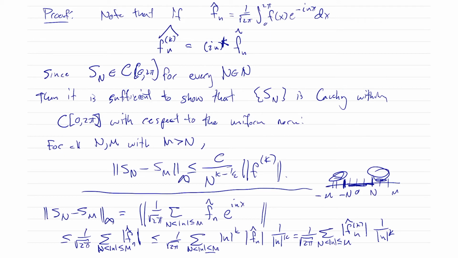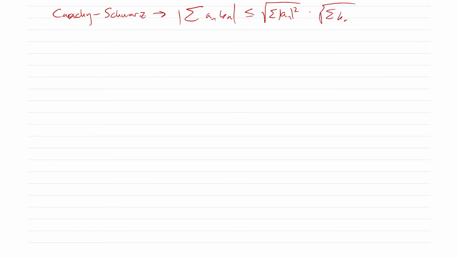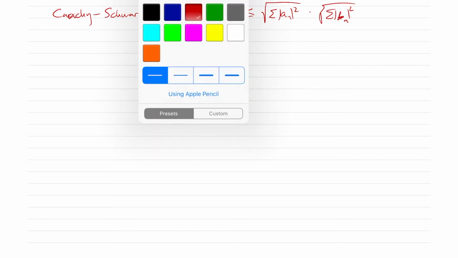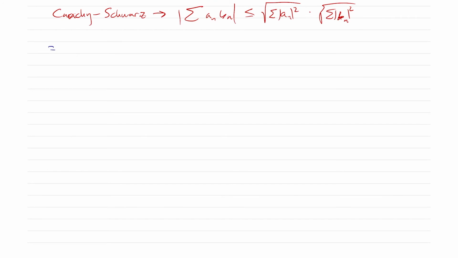Now, what we're going to use next is the Cauchy-Schwartz inequality. If you remember Cauchy-Schwartz, let's go ahead and put it in red here. It gives us this: the sum of an bn is less than or equal to, in absolute values, the square root of the sum of an squared times the square root of the sum of bn absolute value squared. Right? And so, employing this, what do we find? We have this inequality.